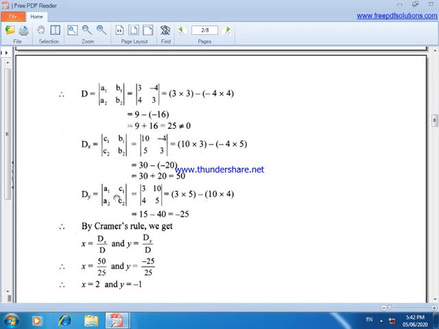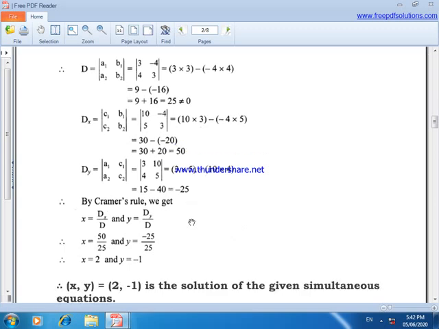Now dy. Here b1 b2 is missing, instead of b1 b2 there is c1 c2, so a1 a2, c1 c2. The value of a1 is 3, a2 is 4, c1 is 10, c2 is 5. 3 into 5 minus 10 into 4. 3 5s are 15, minus as it is, 10 4s are 40. 15 minus 40 is equal to minus 25.